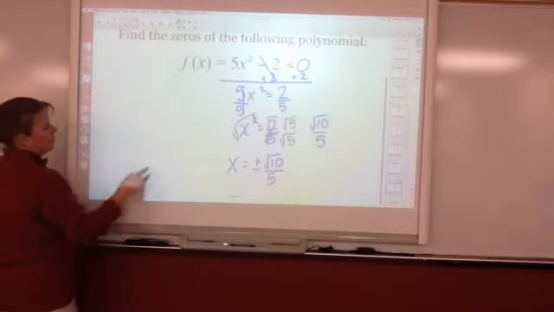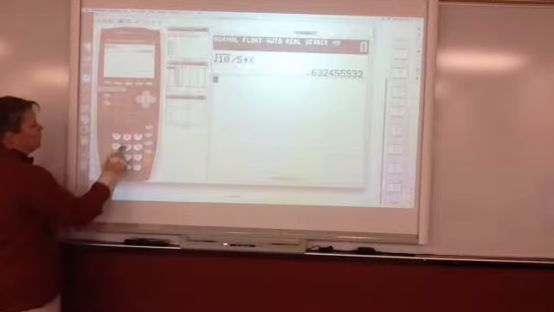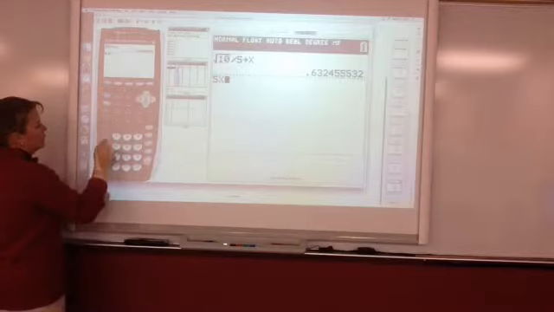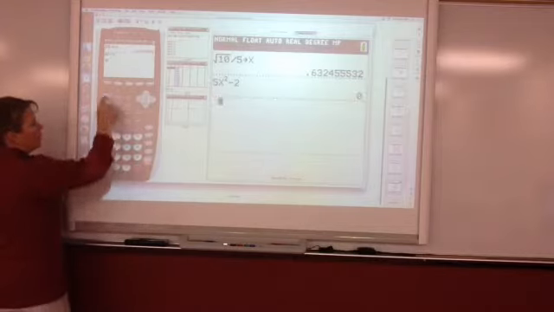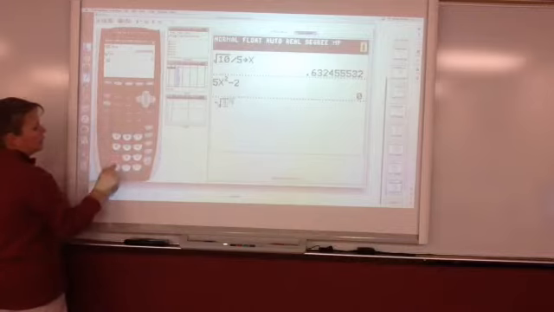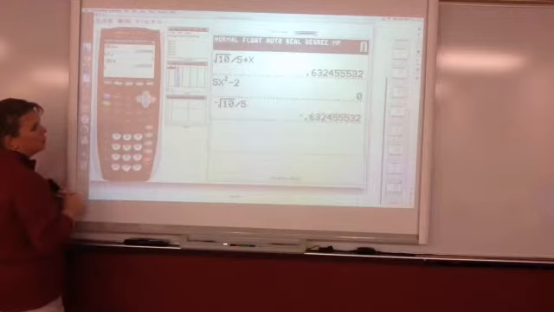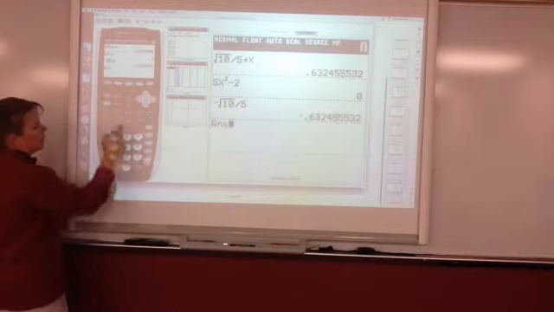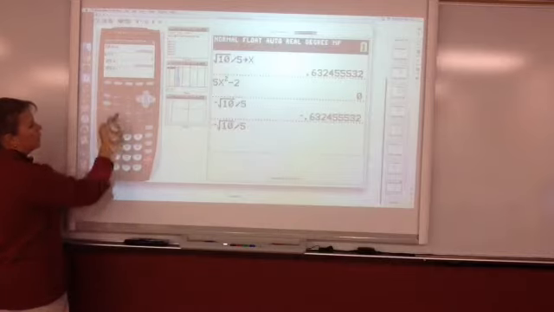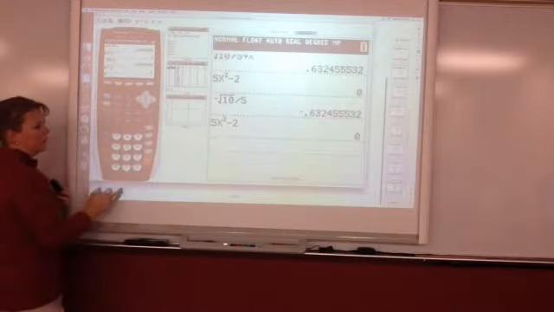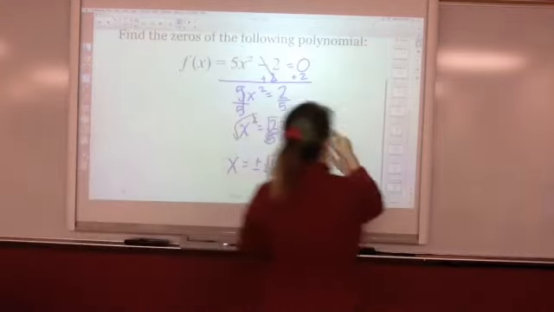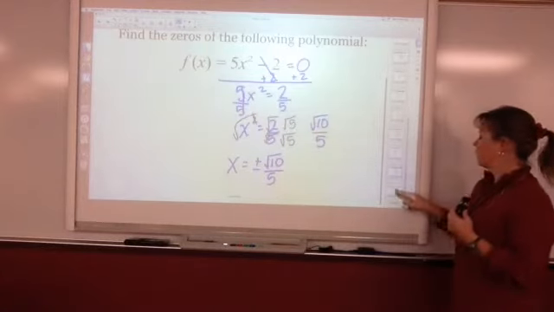Do the math. 5x squared minus 2. 5x squared minus 2 equals 0. More than likely, then the negative square root of 10 over 5 is also going to work. We'll check it. With 5x squared minus 2, and that also equals 0. So you could always take these and plug them back in and check and see if they work, or check them on your calculator.